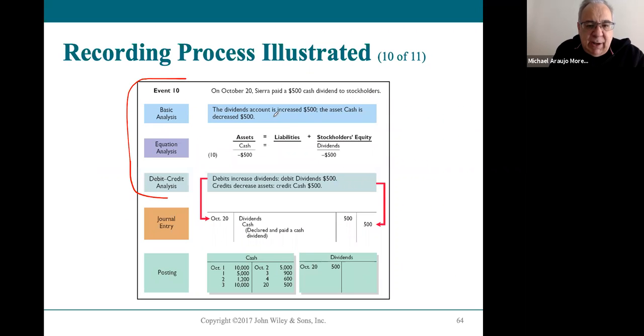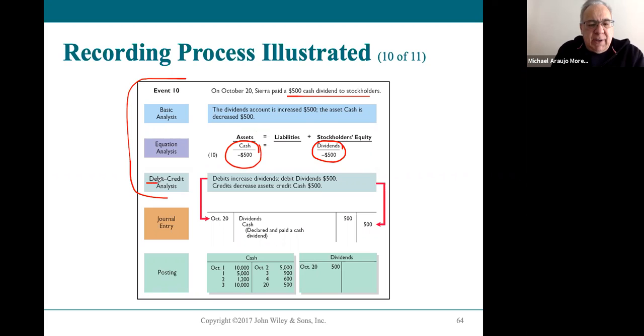Event number 10, looks like we paid a dividend. Did a lot of analysis on this dividend thing, right? We have dividends take away from, right? We subtract dividends out of retained earnings on the retained earnings statement. So less retained earnings, dividends means less retained earnings, less stockholders' equity. And of course, we use cash, so less cash, which means less assets, right?